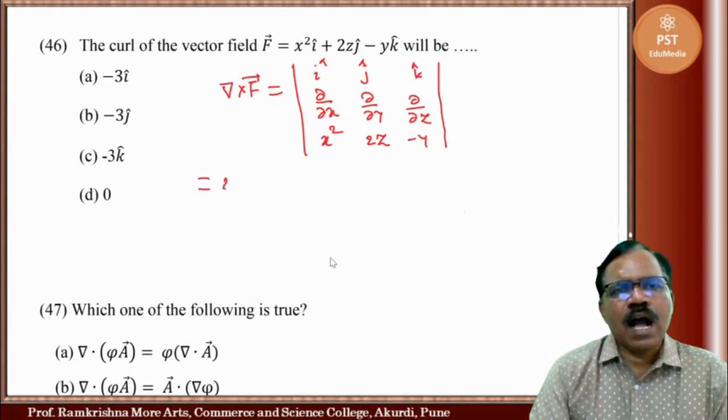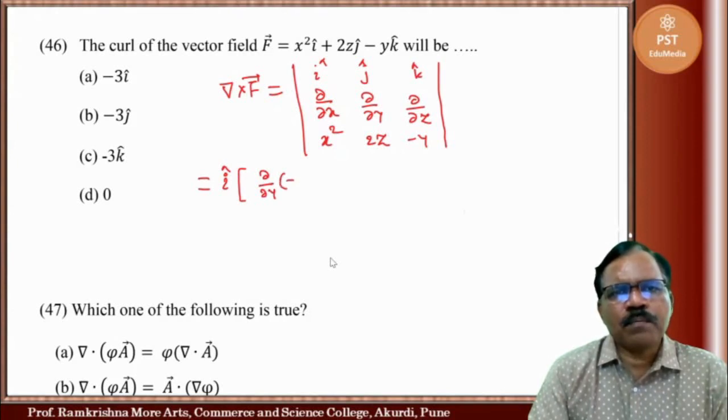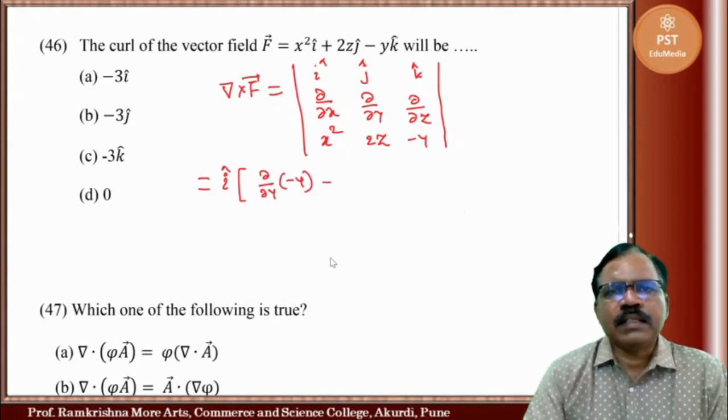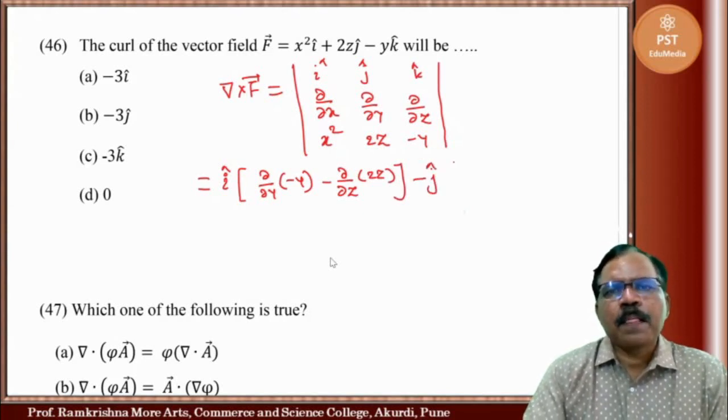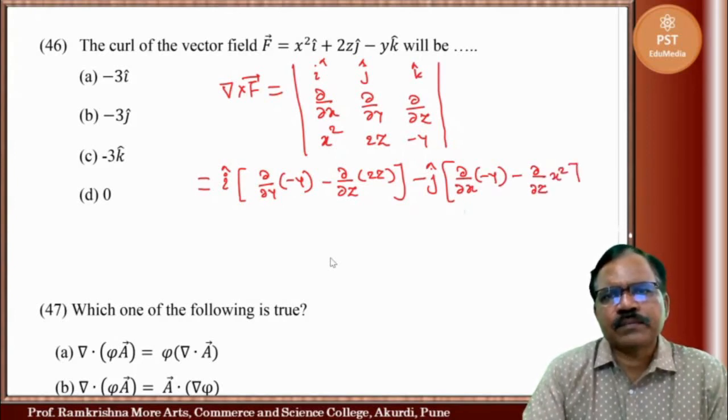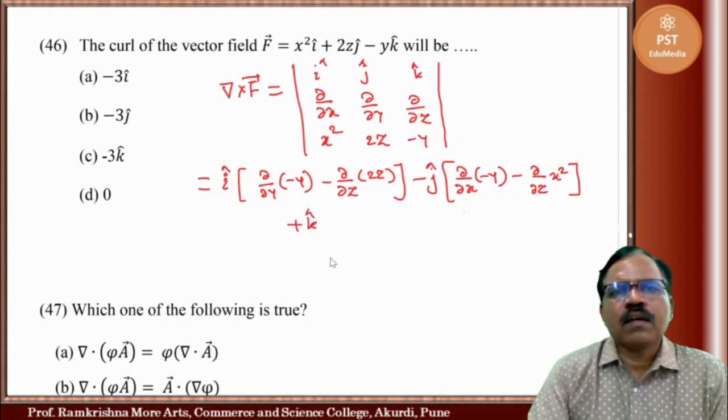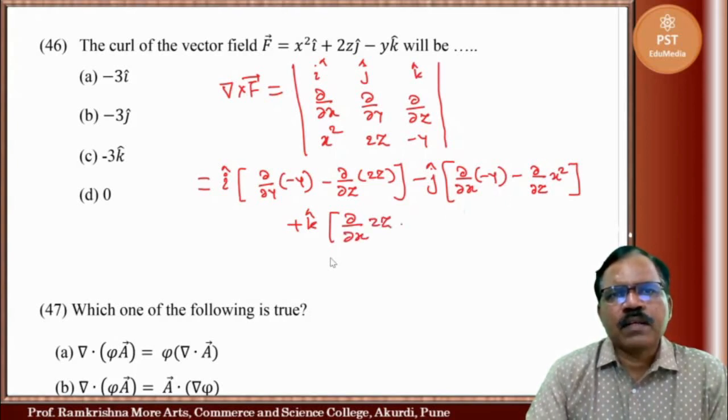So you will get here i in bracket del by del y of minus y minus del by del z of 2z, minus j in bracket del by del x of minus y minus del by del z of x square, plus k in bracket del by del x of 2z minus del by del y of x square.